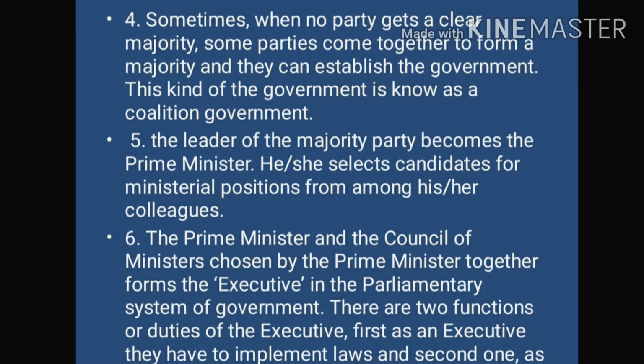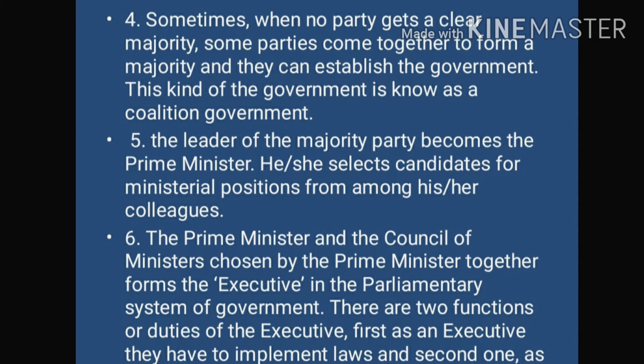Now we will learn the next characteristic. Sometimes when no party gets a clear majority, which happens many times children, in that case some parties come together to form a majority. So those small parties, along with their number of seats, come together and can establish the government. This kind of government, having many parties coming together, is known as a coalition government.